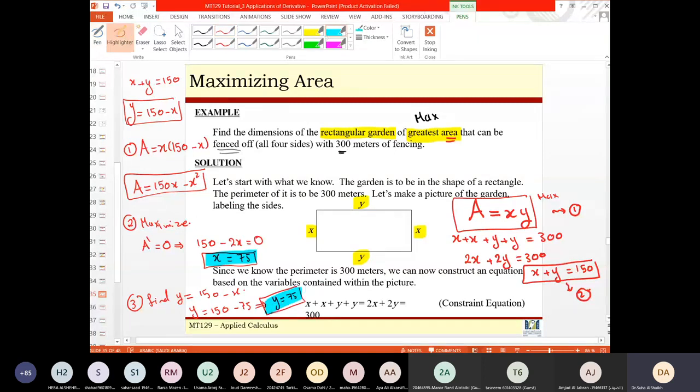It asks me, what is the dimension? The x is 75, and the y is 75 also. Okay. Any question? Any question here?